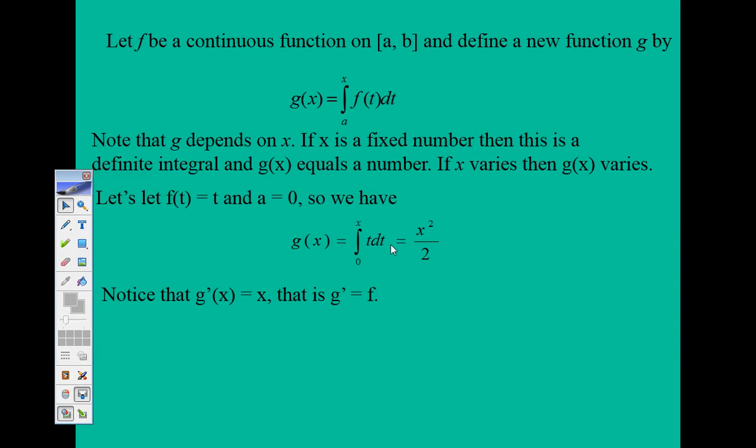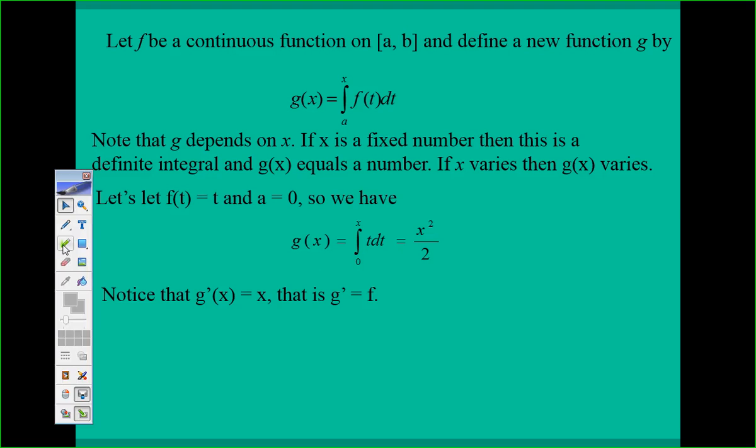So we could find the area under a curve from a to any value of x that we want to find it. So this actually creates a function. G of x is now a function because we have an input. We can input a value for x to find the area under the curve, and we have an output, the actual area under the curve.